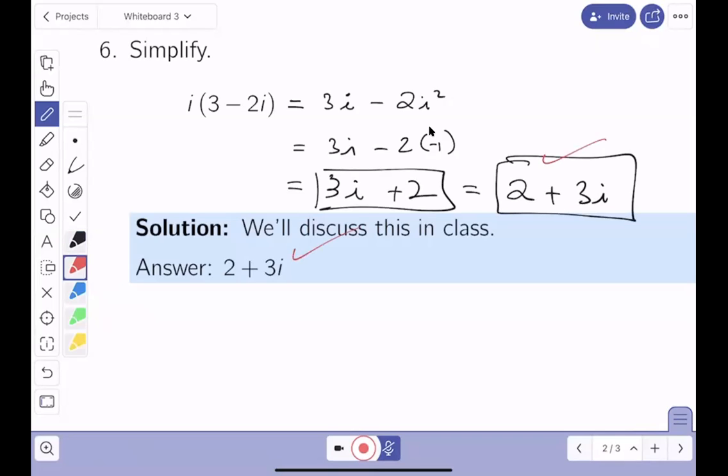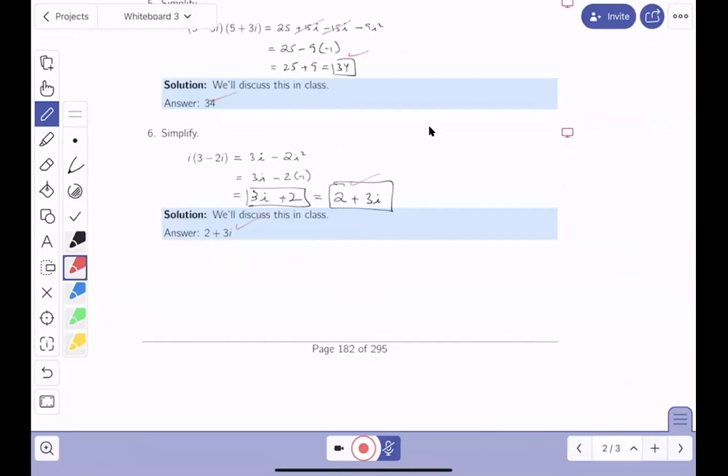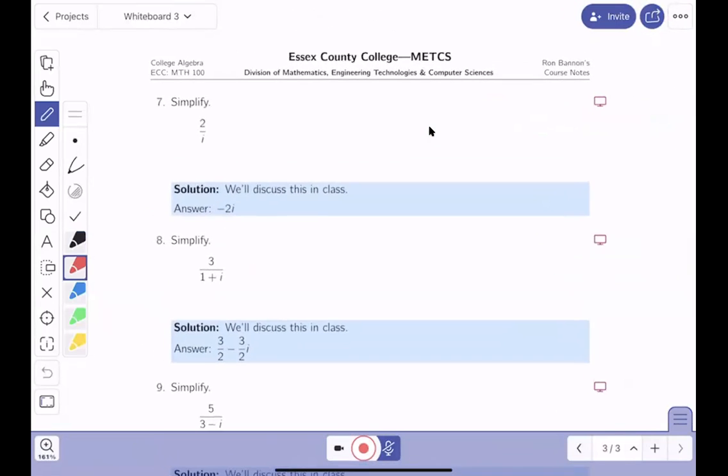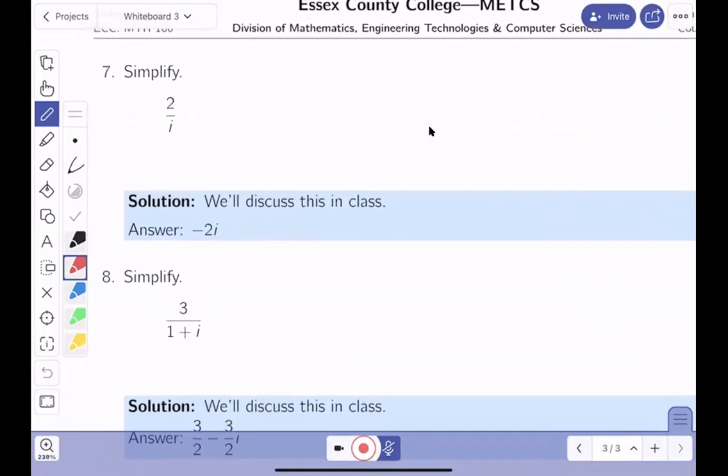Again, the A in this case is 2, the B is 3. All right, let's go to the next question, and that'll be number 7 on the following page. All right, this one's a little bit creepy, and I'll be honest with you, the reason it's creepy is that it's written as a division problem, but our goal is always to write it in the form A plus Bi, with the understanding that A and B are going to be real numbers, and i is that unit imaginary.